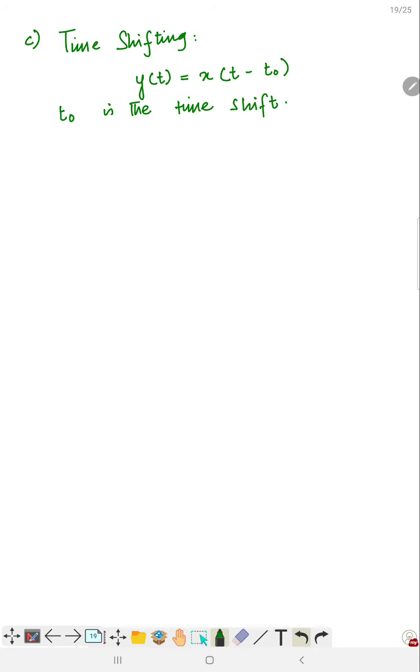Now again it depends upon the value of t naught, whether it is positive or negative. So we have two generalizations here: if this time shift is greater than 0, that means a positive value, then the signal x of t is shifted intact to the right.